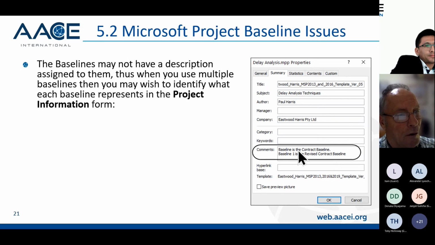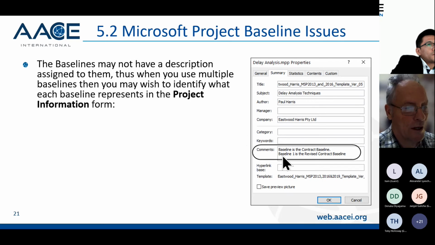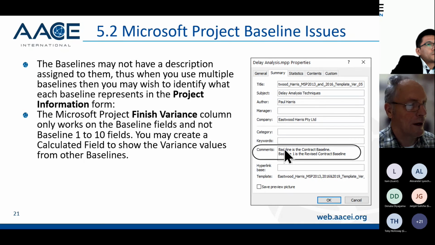So again, quite often you have to recycle baselines for different purposes. So for example, in one schedule, baseline 1 might be as at the 10th of July, and then the next one, baseline 1, is as at the 20th of July because you've updated it. So again, you can use the project information form, the summary tab, if you want to. So that's a place where you can record what baseline is.